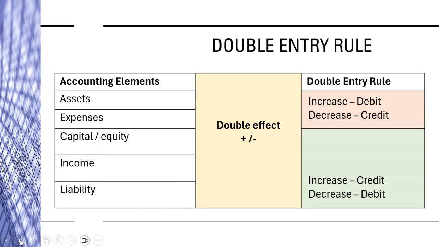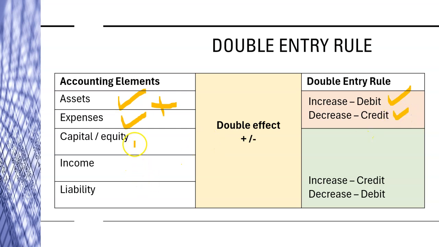Now let me explain the double entry rule. The double entry rule is very simple. We need to see the double effect. The double effect we call increase or decrease, and then we have basically two sets of rules. If the asset or expenses increase, the double entry rule says debit. And if the asset and expenses decrease, the double entry rule says credit.